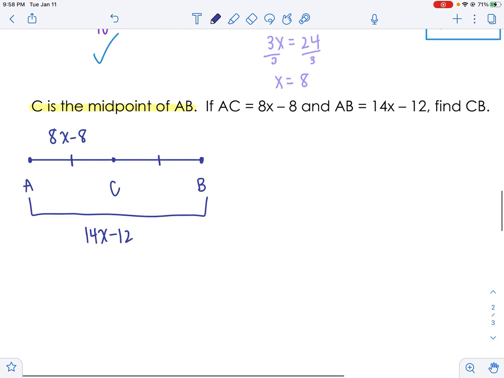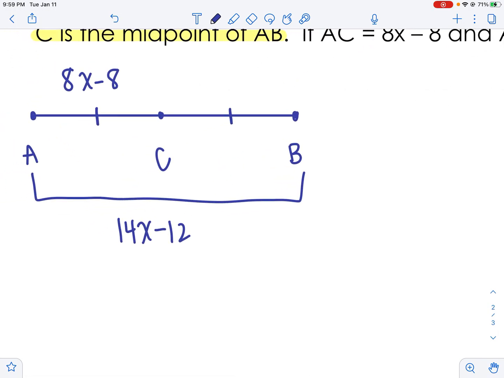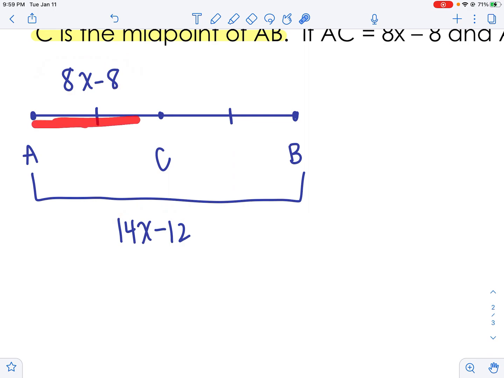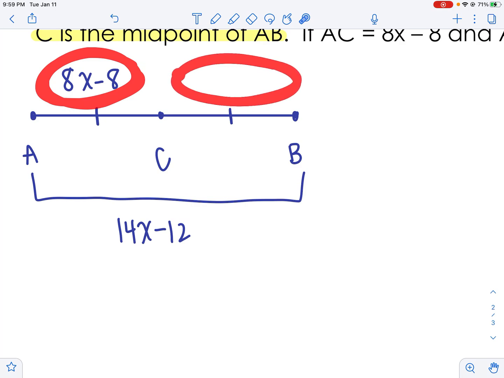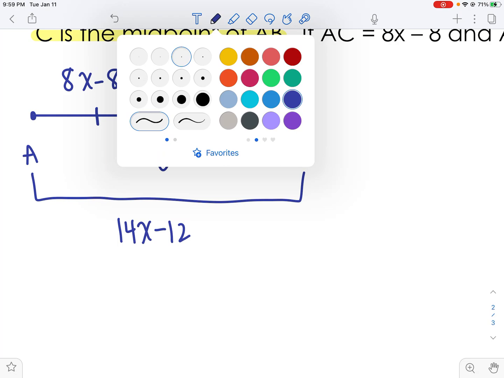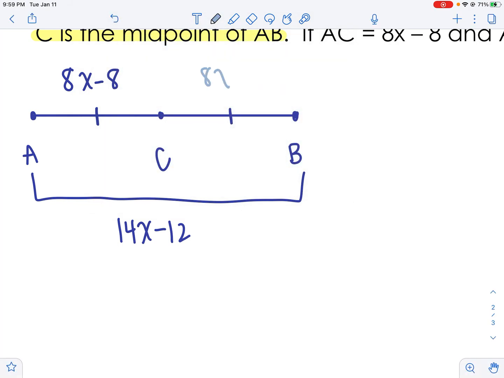Find CB. Now, the word midpoint meant part equals part, but if I try to put these parts together, I'm going to have a problem because this is a part and this is a whole. So I need to think about this problem before I set it up. Now, think back to what the ticks meant. So if this piece is 8x minus 8, think about it. If this piece also has a tick, what should it be? And if you said 8x minus 8, you're right.